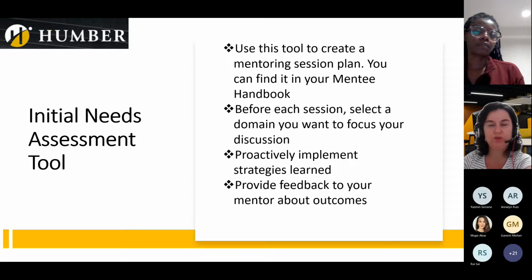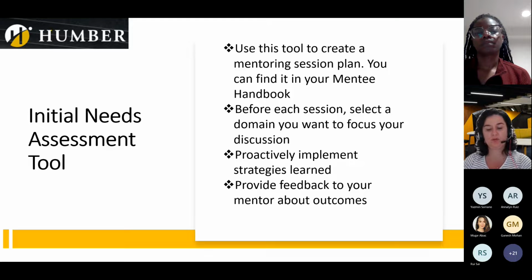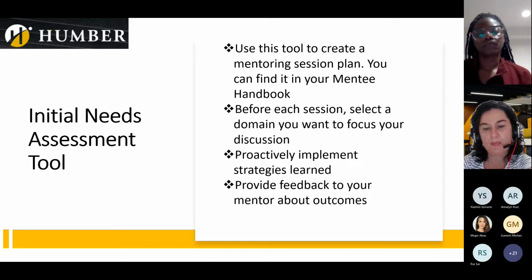So after we wrap up the presentation at the end, I'm going to take you to this initial needs assessment tool, which is posted in the portal through a workflow that we have created for the purpose of tracking students' progress in the career mentorship program. You must use this tool to create a mentoring session plan, and you're going to find it in your Mentee handbook, but also the mentorship agenda.